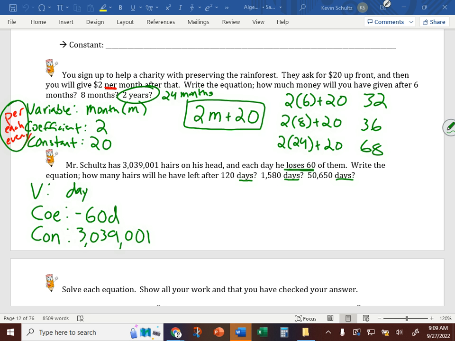Okay, so put this all together. What's the expression? Oh, I kind of wrote the negative 60d. I suppose I wouldn't need the d here. We'll need that with the expression. Negative 60 by itself is the coefficient. But what is the expression? Put it all together here. Caitlin? 3,039,001 minus negative 60. It wouldn't be minus negative because subtracting a negative is really adding. So just minus 60.